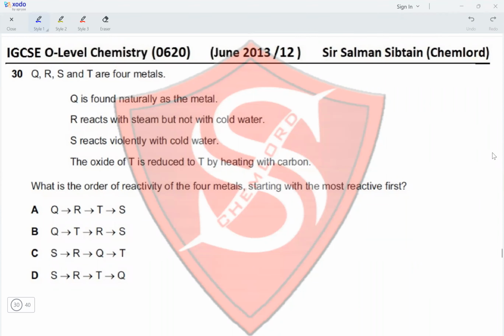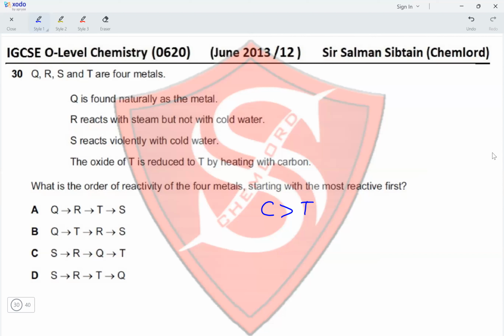Question 30. Q, R, S, and T are four metals. Q is found naturally as a metal. R reacts with steam, but not with cold water. S reacts violently with cold water. The oxide of T is reduced to T by heating with carbon. So carbon is more reactive than T. S reacts violently with cold water. S is highly reactive. So Q is found naturally as a metal.